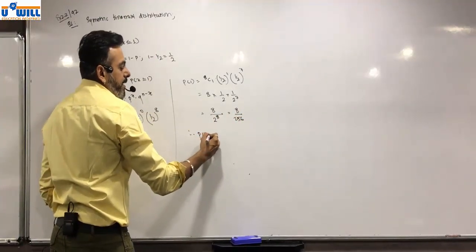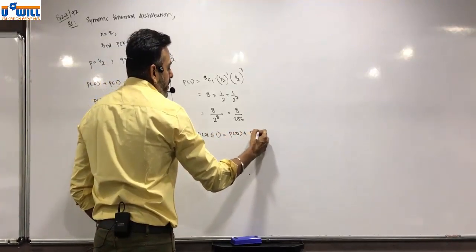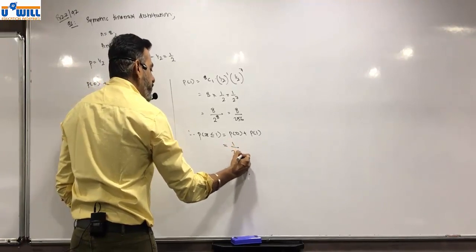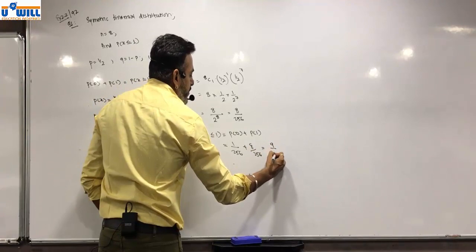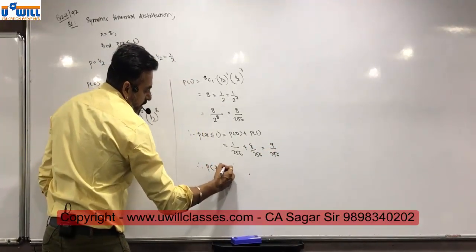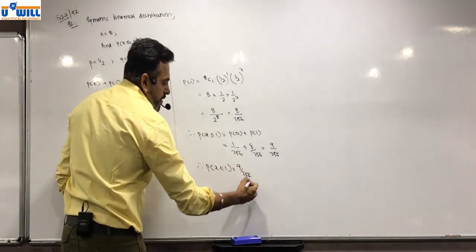Therefore, probability of x less than equal to 1 is probability of 0 plus probability of 1, which is equal to 1 by 256 plus 8 by 256, which is 9 by 256. Therefore, probability of x less than equal to 1 is equal to 9 by 256. Answer.